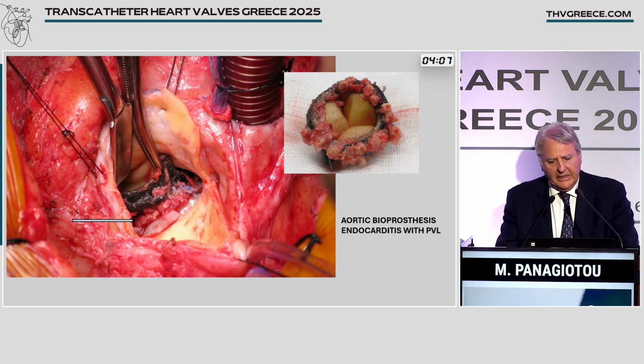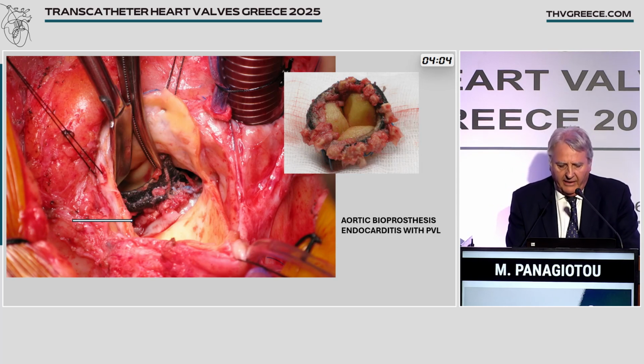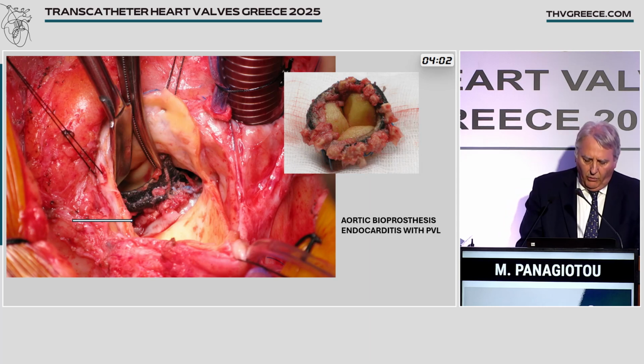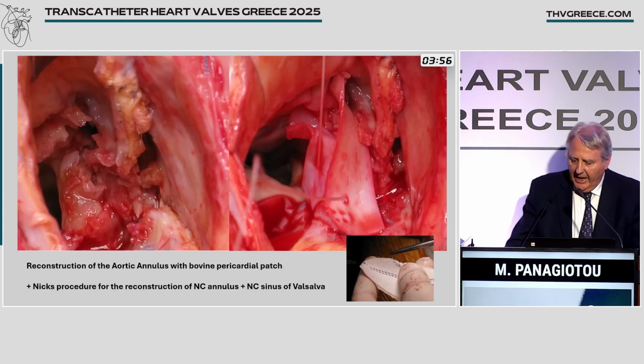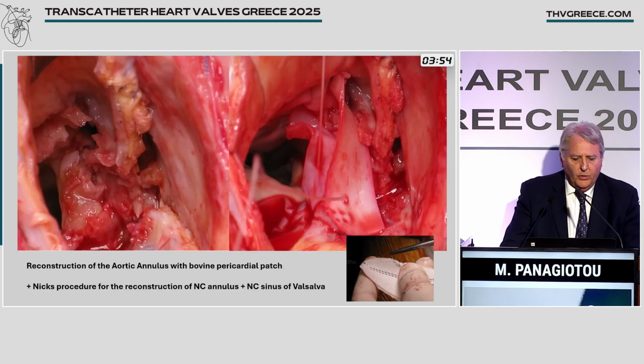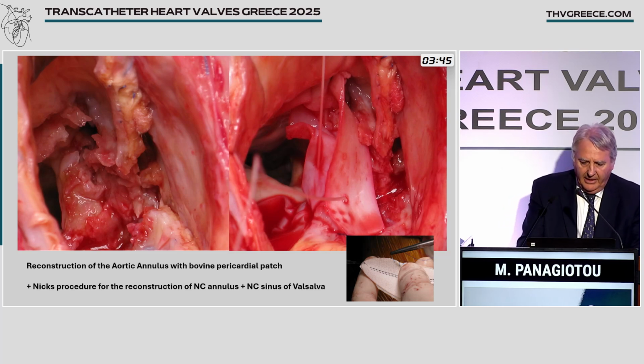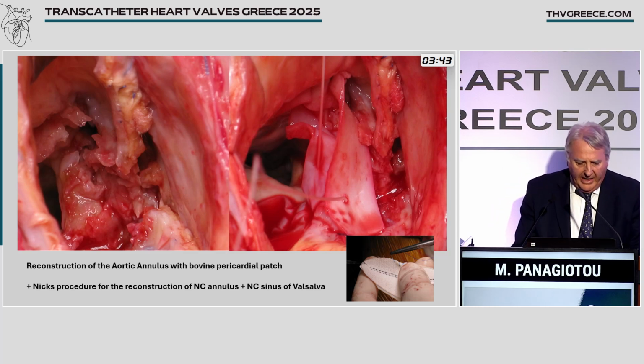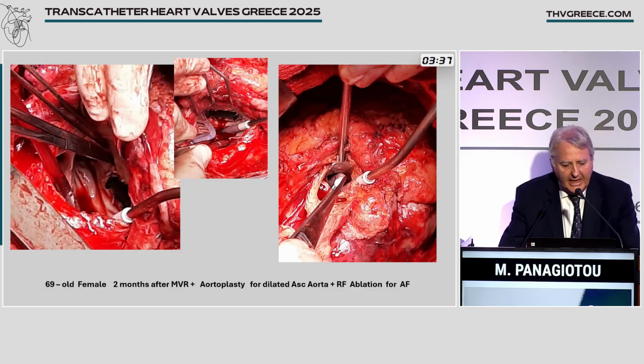Another scenario is PVL with aortic endocarditis. This is how we find it in a difficult case of aortic endocarditis. The problem for us is that we have to reconstruct the aortic annulus, which is destroyed by the infection. We need bovine pericardial patches, and in this particular case, we combine the operation with the NICS procedure for the reconstruction, also for the non-coronary sinus of Valsalva.